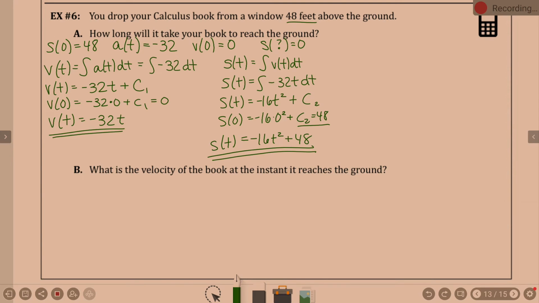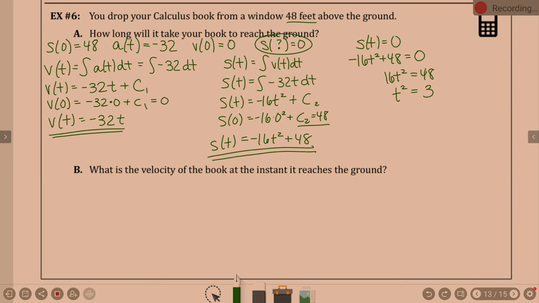What were we doing? I don't even remember at this point. We want to know, when does position equal 0? So this is the idea of taking s of t and setting it equal to 0. So negative 16t squared plus 48 equals 0. Move one of your pieces over to the other side, and I'm going to make them both positive in the process. 16t squared equals 48. Divide by 16. I believe that's 3, isn't it?